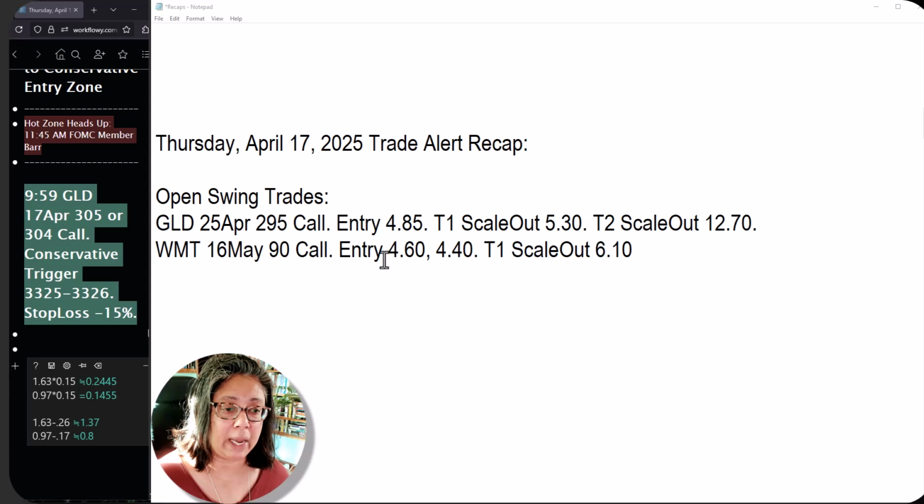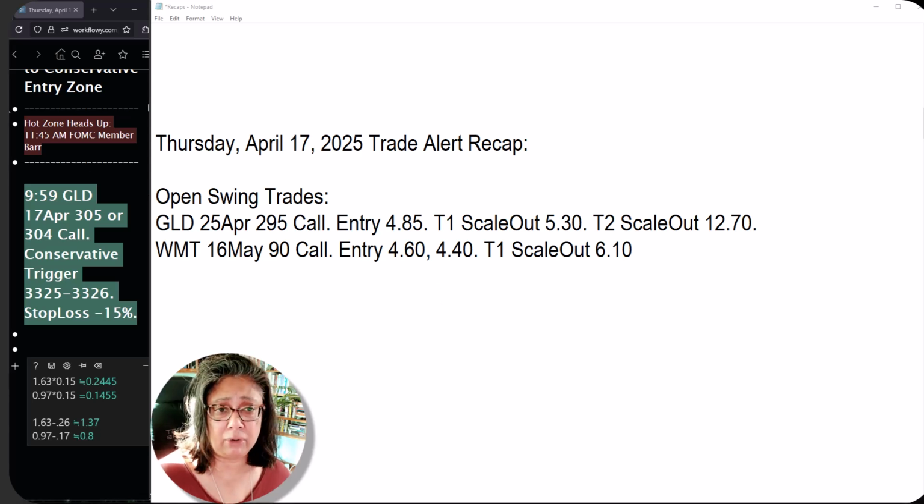So gold we entered at 485. We already scaled out at 530. We scaled out this week at 1270. I have one more contract left for this April 25 expiration. Walmart was a trade we entered this week. We bought the 16 May 90 calls. We bought them for $4.60 and $4.40.